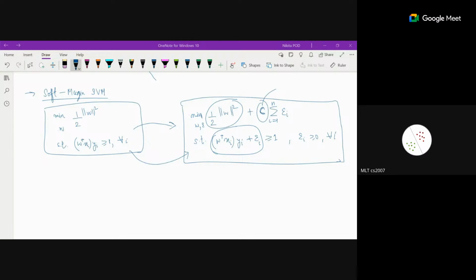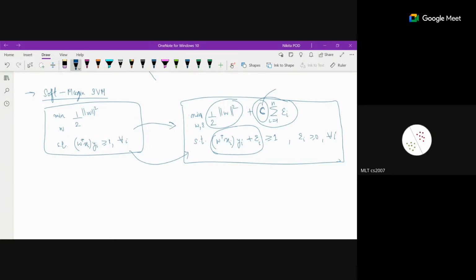Any question here? Ma'am, earlier you have written this problem without adding the constant. And after adding the constant, summation over i of epsilon i, how is it different? Earlier you wrote it without that constant, and after adding the constant, how is it making a difference?